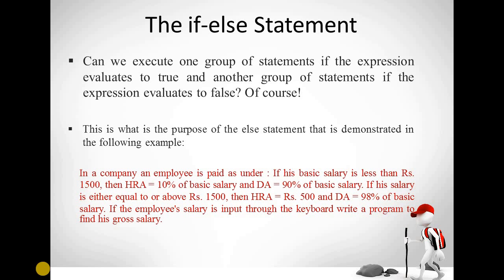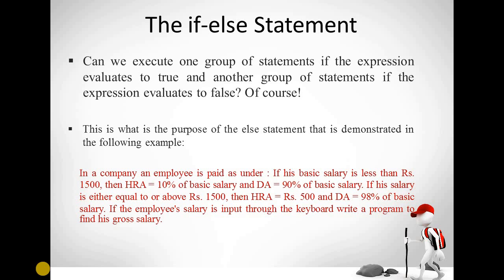In this example, there is a company, let's say XYZ, and there is one employee. Okay, I will not mention my name because over here the salary is very low. In this company, if the basic salary is less than 1500, then HRA is 10% of basic salary, and DA is 90% of basic salary. But if his salary is equal to or above rupees 1500, then HRA is equal to rupees 500, and DA is 98% of basic salary.